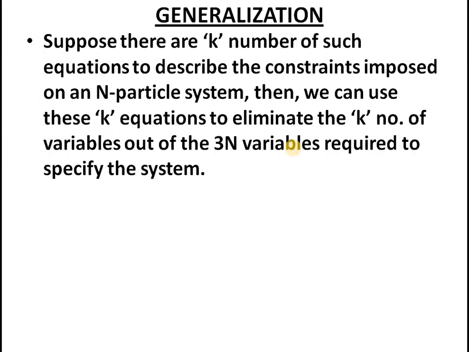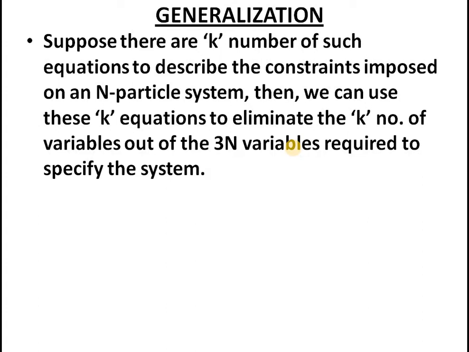Now we can make some generalization regarding a 3n-variable system. Suppose there are k equations to describe constraints. Or imagine that there are k types of constraints on a system. Just like in the pendulum, we discussed two types of constraints: one, the plane is fixed; secondly, the length is fixed. That is where k is equal to 2. And in general we assume that there are k constraints on an n particle system.